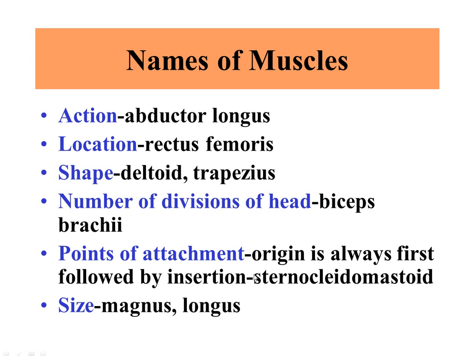The point of attachment, the origin, is always first, followed by the insertion. Now, this is not one that you have to remember, but the origin is going to be the sternum, and the sternocleidomastoid is along the area on the bottom side of the jaw and the sternum. Sternocleidomastoid tells exactly the points of attachment of that muscle. The size, magnus and longus, big and long.